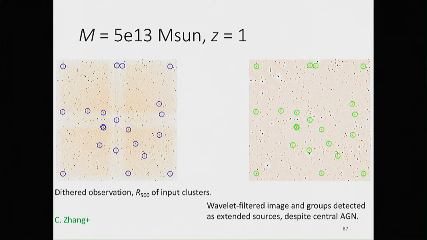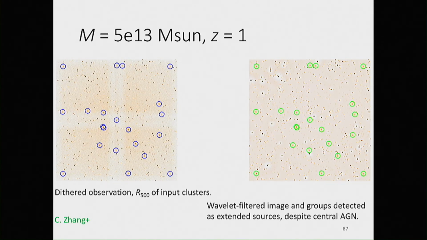Okay, and then there are simulated galaxy groups put in here with a mass of 5 times 10 to the 13 solar masses, at redshift 1. And for all of these groups, we also put in an X-ray AGN at the very center, because at higher redshift we expect it's more likely that there are X-ray AGNs in these groups, which makes it harder to detect these sources as extended, obviously.